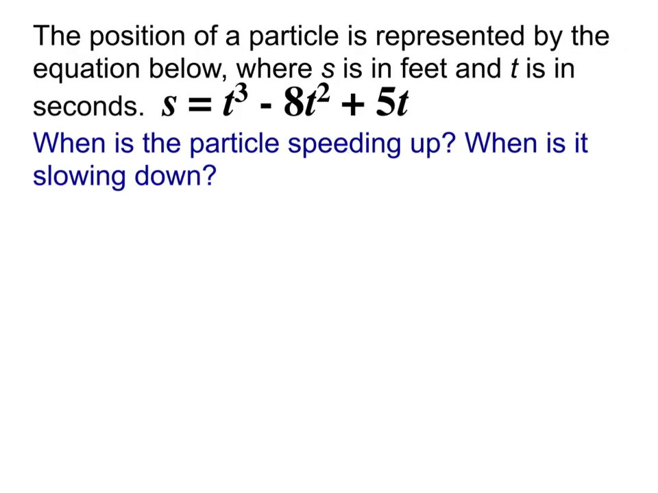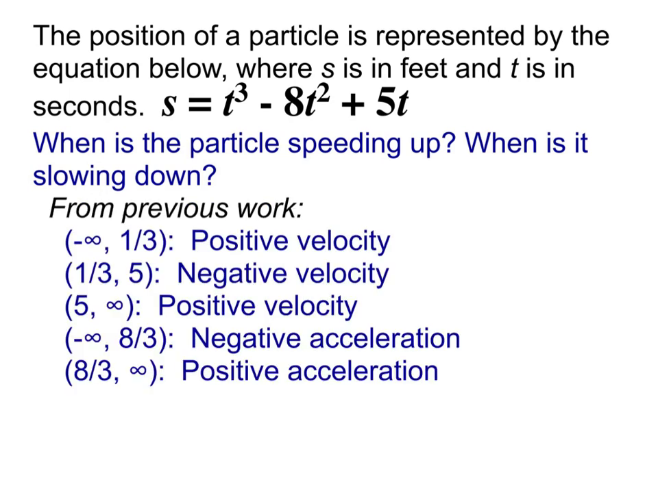Now going back to our problem that we were working with earlier, we want to know when this particle is speeding up and when it is slowing down. Well, thankfully, we've actually already done all the legwork, all the hard work in order to be able to answer that question. Because we want to know when the velocity is positive and negative, and when the acceleration is positive and negative. So we already have all of this information from before. Now it's a matter of how we use it.